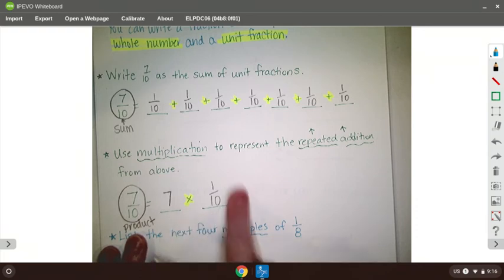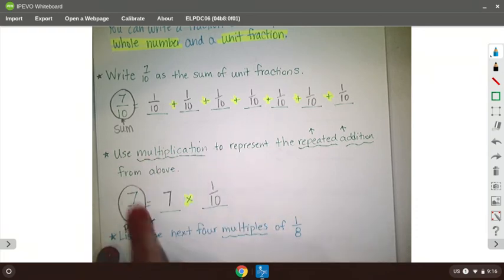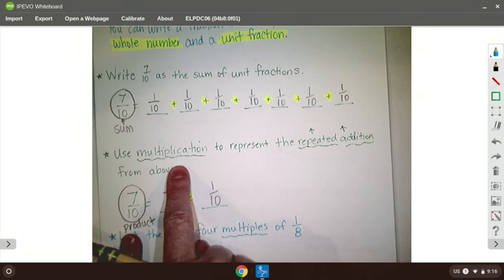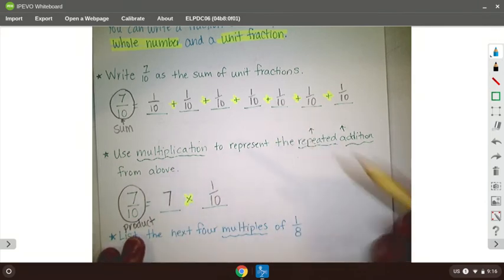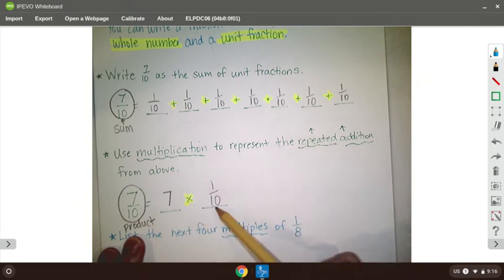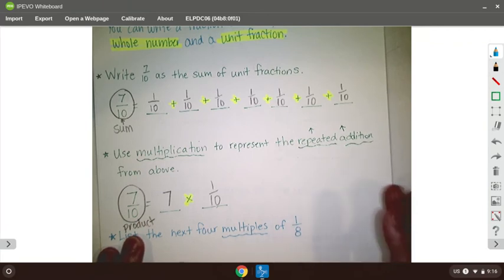Okay, so this is what you're going to be doing today. You're going to be using multiplication to represent the repeated addition. They're going to ask you to come up with a whole number times a unit fraction to get the given fraction, okay? And I'll do a couple more on the next page.